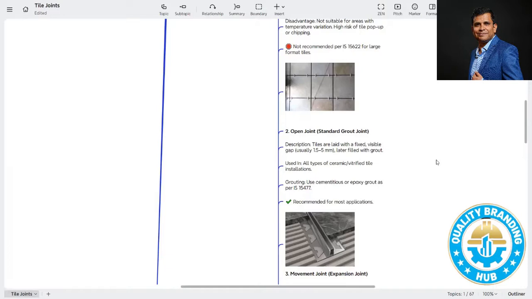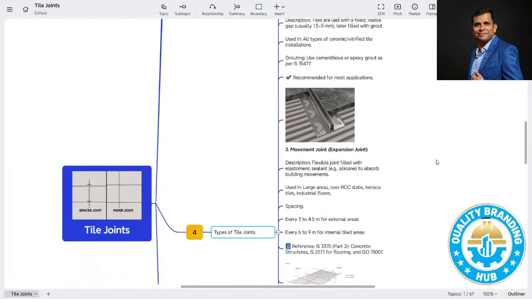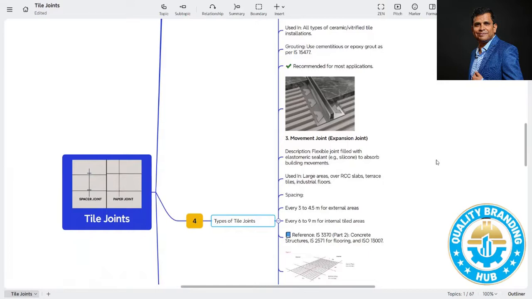The next is the movement joint. Now, what is the movement joint? It is a flexible joint with elastomeric sealant to absorb building movements. If the building is expanding horizontally or vertically, movement can happen, or in stress areas, stress is generated again. To absorb this stress, you need to provide the movement joint or the expansion joint.